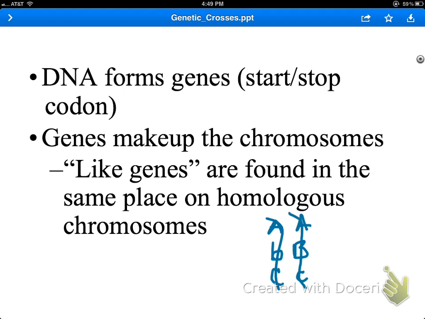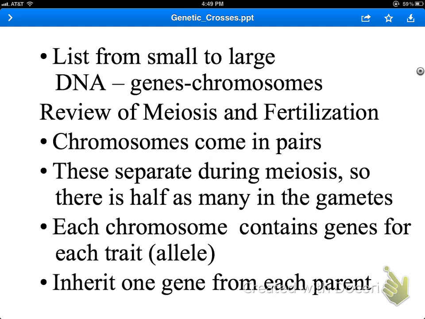These are called like genes. Notice they're found in the same place on each of these chromosomes. These chromosomes are called homologous chromosomes because they have the same genes. If we were to list these words from small to large, we would begin with DNA, then genes, then chromosomes.